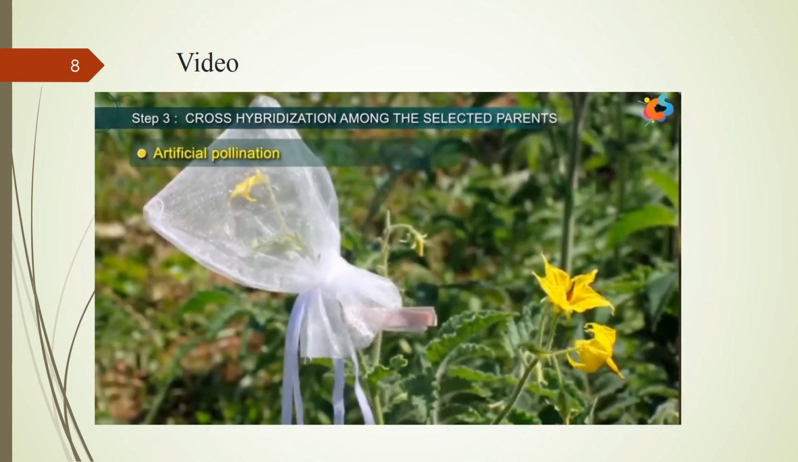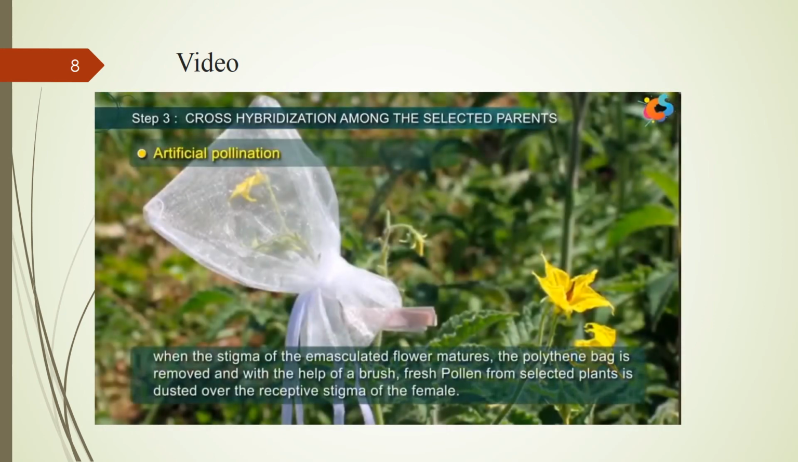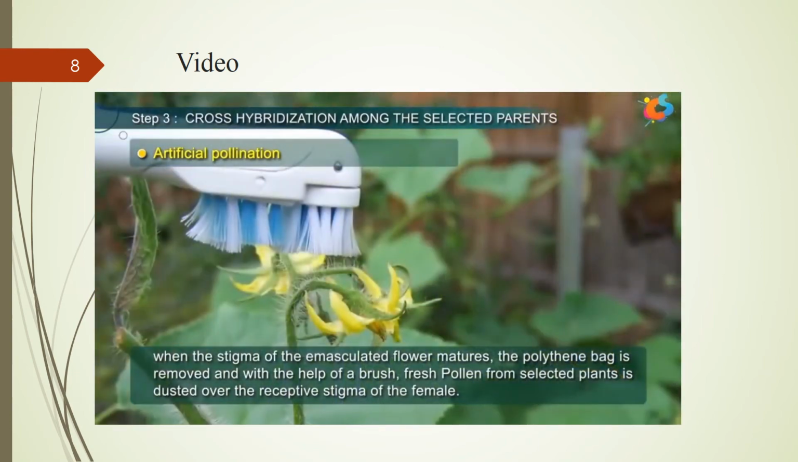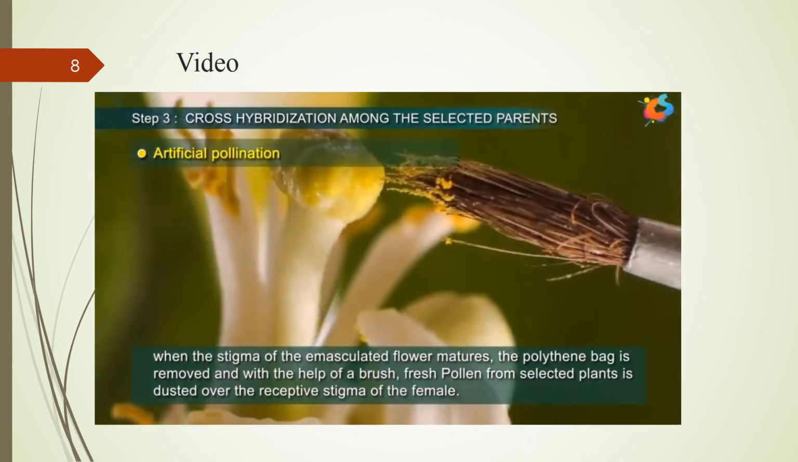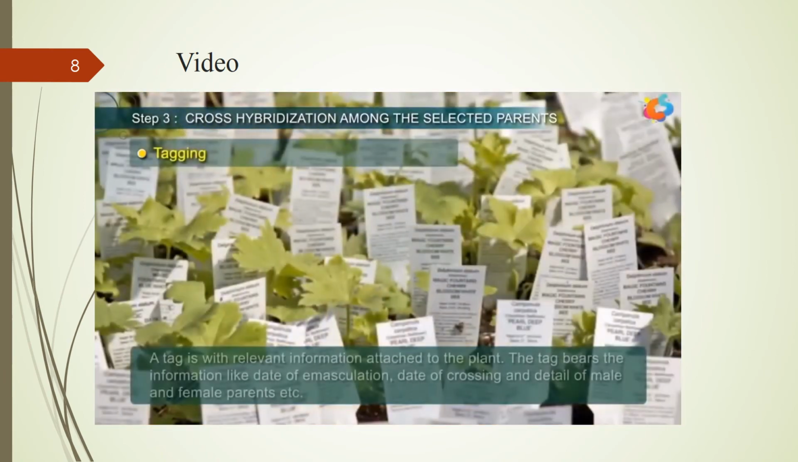Artificial pollination. When the stigma of the emasculated flower matures, the polythene bag is removed, and with the help of a brush, fresh pollen from selected plants is dusted over the receptive stigma of the female. Tagging. A tag with relevant information is attached to the plant. The tag bears information like date of emasculation, date of crossing, and details of male and female parents, etc.